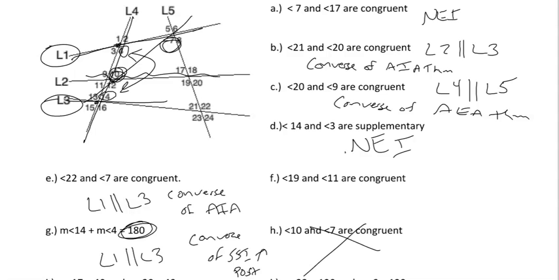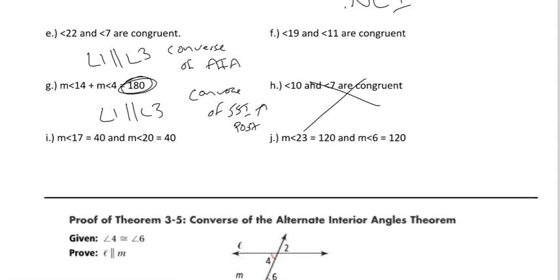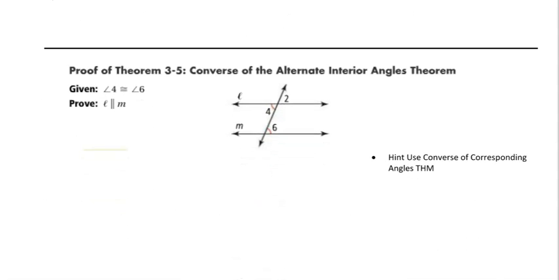All right, hopefully that's making sense. The steps are A, what type of angles are there? B, what should they be? Supplementary or congruent? C, if that is what they told us, then we can use the converse of that theorem or postulate. Okay, now we're going to play with the big boys.